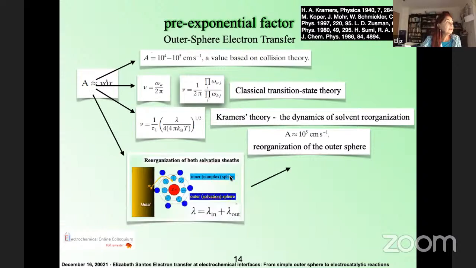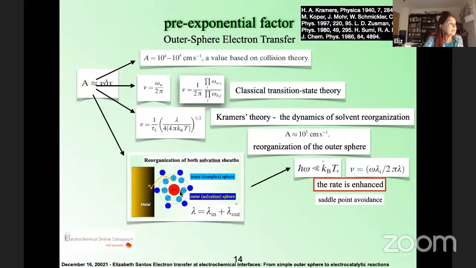But we have to consider what happened here. We have a reactant, and we have an inner sphere solvation and an outer sphere solvation. And how they relax could be very different. The inner sphere reorganization is much faster than the outer one. And then here we can separate this reorganization energy into the inner sphere and the outer sphere.